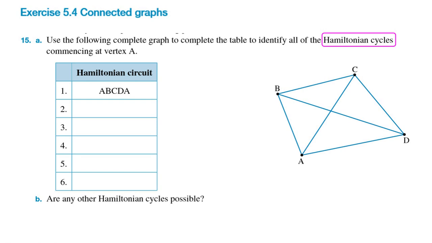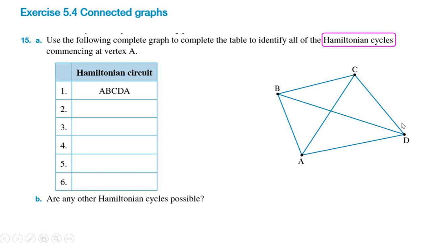Okay, question 15. Use the following complete graph to complete the table. Hamiltonian cycles. So we want to go around and start at A and finish at A. Okay, so they've done one for you. We can go A. Oh, we can just go in alphabetical order.